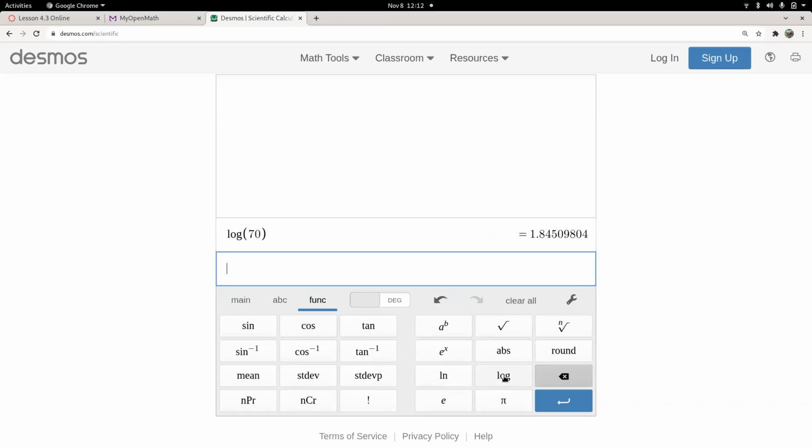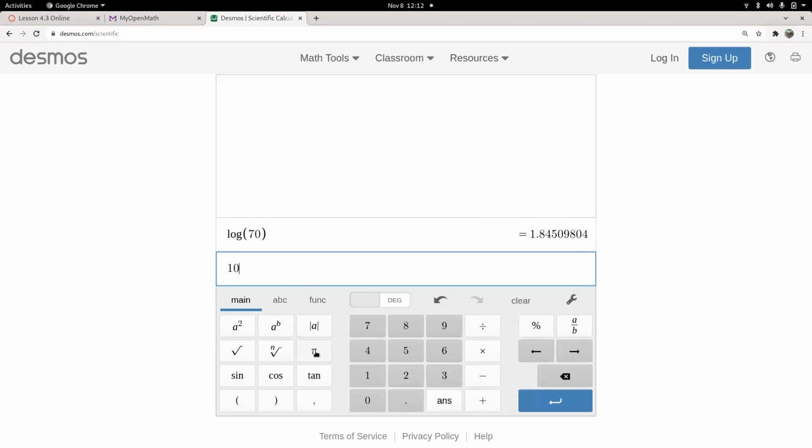I'm going to test to see how true that is. So that's the power of 10 I need. So I'm going to take 10 and raise it to that power. And I'm just going to type it out. 1.8 gives me close, 63. 1.84 gives 69.5. The more decimal places I add, the closer I'll get. 1.84509804, and then all of a sudden it says it's close enough to 70.